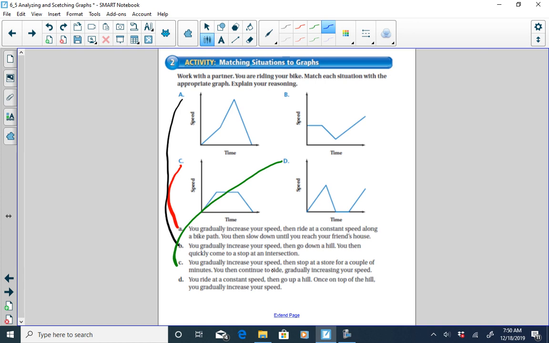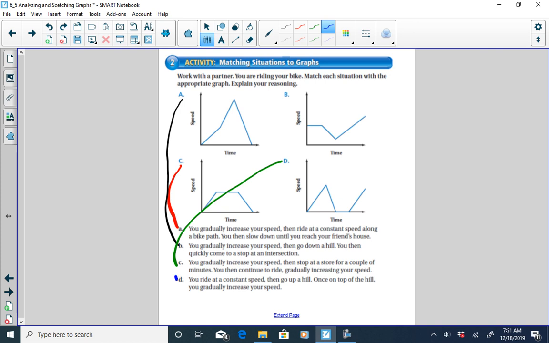You ride at a constant speed, all right? So here's your constant speed part of your graph. Then it says you go up a hill. Now think about that, right? Once again, students want to think when they go up a hill, the line's going to go up from left to right, but no. When you go up a hill, that means that you are slowing down, right? When you go up a hill, it's harder to pedal, so your speed actually decreases over time. So you're going to see your line go down from left to right when you're reading these graphs. And then once at the top of the hill, you gradually increase your speed again, right?